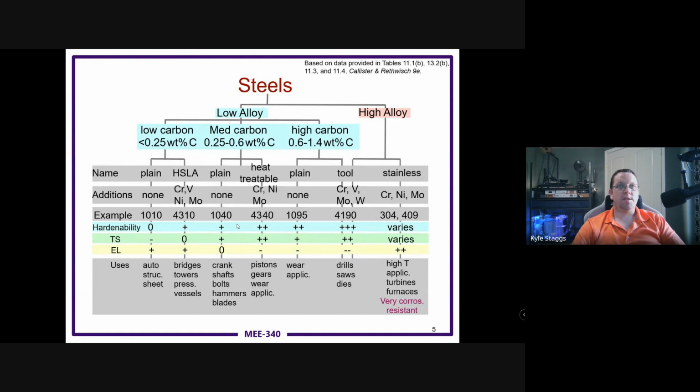So still in the plain series, higher carbon content. This is starting to get into medium carbon steels, which are a lot of more tool applications. So things that have to take more abuse. Higher carbon content, need to be a little harder. Shafts, bolts, hammers.